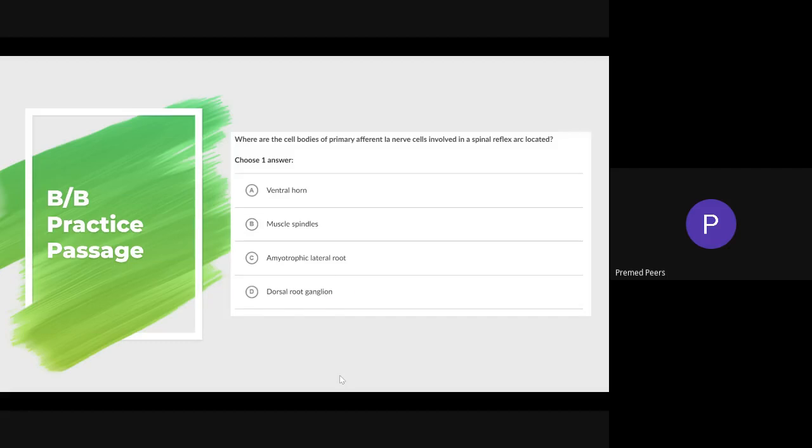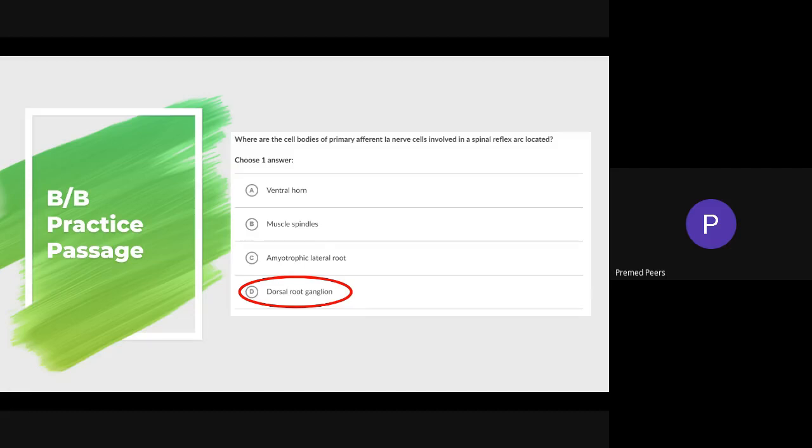All right, yeah, so the correct answer here is D, the dorsal root ganglion. So the dorsal root ganglion is where the first order neurons are located, those 1A neurons. And the dorsal root, or the dorsal horn, is where your afferent sensory neurons are located. So again, that's afferent, which means it's going to the spinal cord. And so this is just something where you have to have knowledge of the different parts of the spinal cord and the spinal reflex arc.